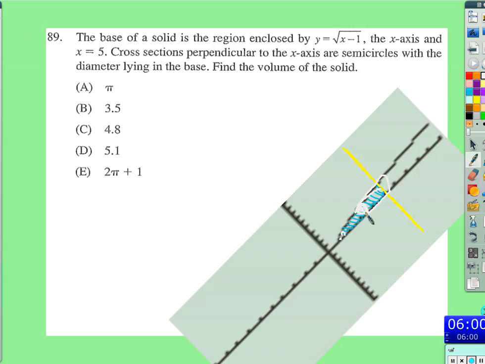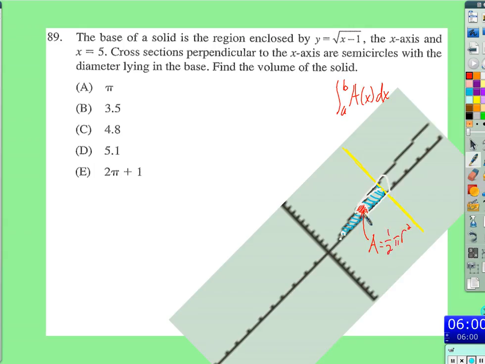We find the area of the cross section and then put it in. In general, how would we find the area of any cross section? What would be the equation? Well, the area of the semicircle is 1/2 pi r squared.